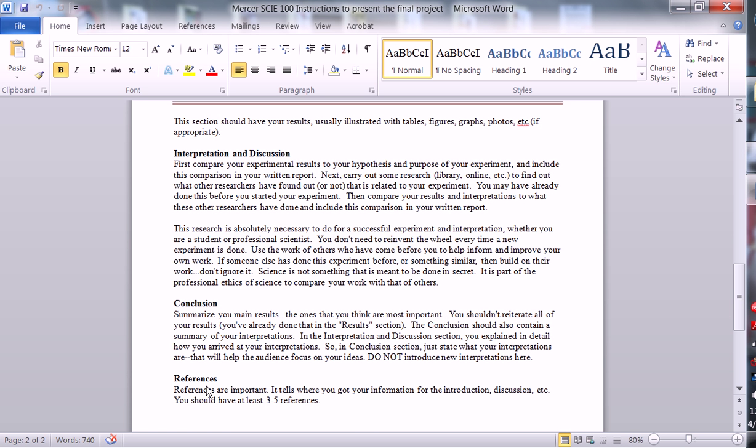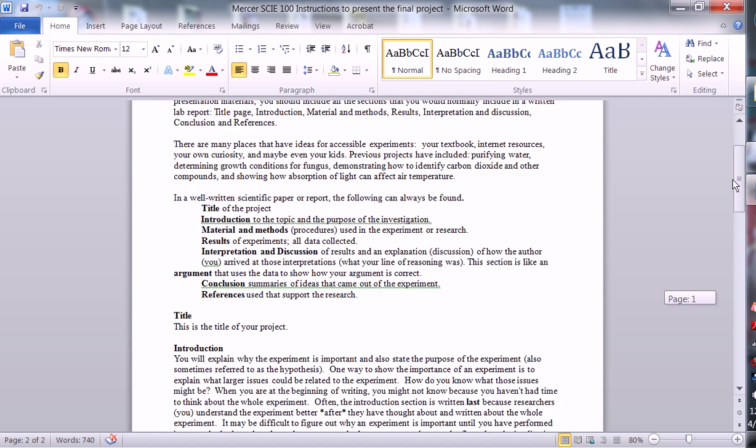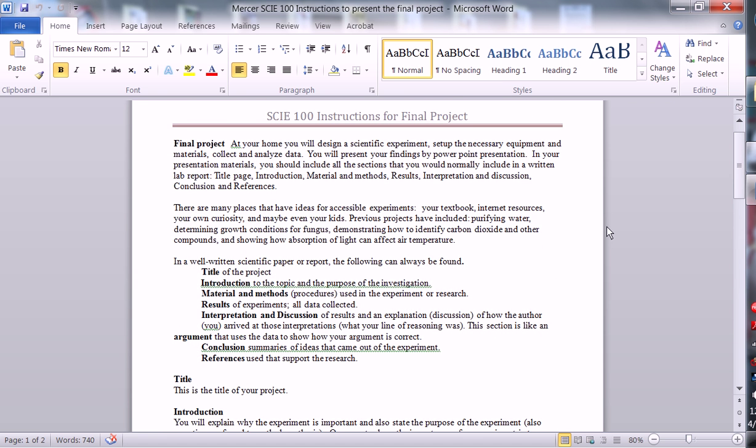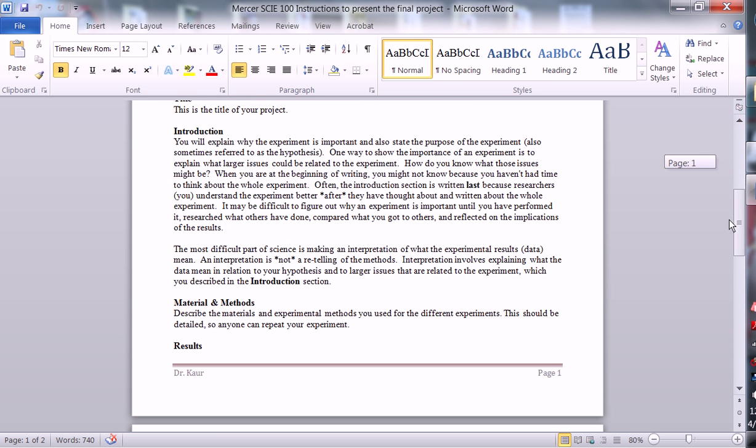So you have to give at least 3 to 5 references at the end. These references will be the list of some other studies which you came across, and all those studies you can use in the introduction when you are introducing the subject. Suppose you have worked on osmosis, you will say osmosis is the movement of water molecules from higher concentration to lower concentration through a semi-permeable membrane.